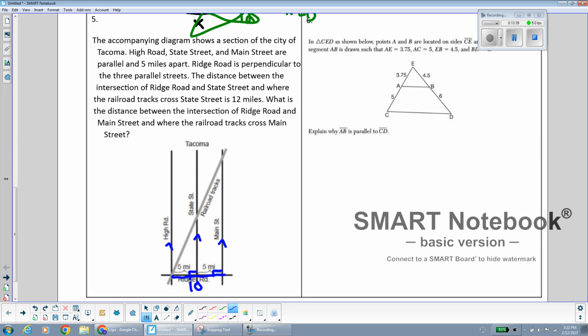The distance between the intersection of Ridge Road and State Street. So here's Ridge Road and here's State Street. So where Ridge Road meets State Street, that's right over here, the intersection. And where the railroad tracks cross State Street. Okay, so here's where the railroad tracks cross State Street, because that's the railroad tracks and that's State Street. The intersection of Ridge Road, which is at the bottom, and State Street is right here, because that's where State Street and Ridge Road meet each other. And that's 12 miles from here to here.